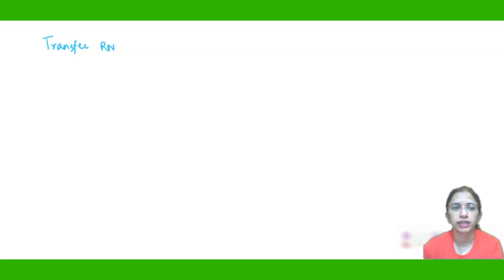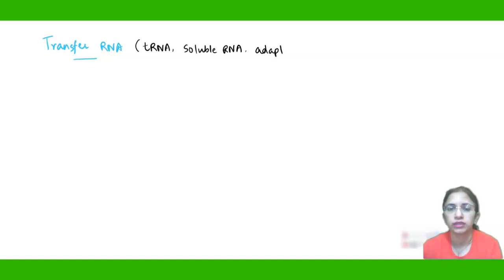Transfer RNA is also important for the examination, for the competition, because questions are frequently asked on this. Transfer RNA is abbreviated as tRNA. It is also known as soluble RNA, right? It is also known as adapter molecule. These are the various names of transfer RNA, okay?